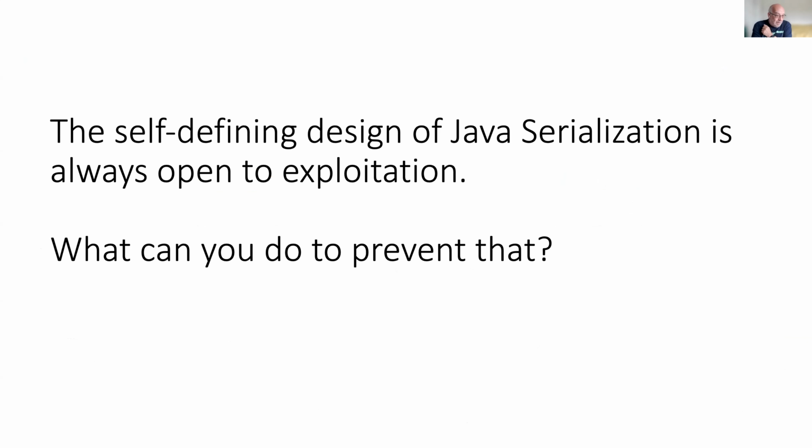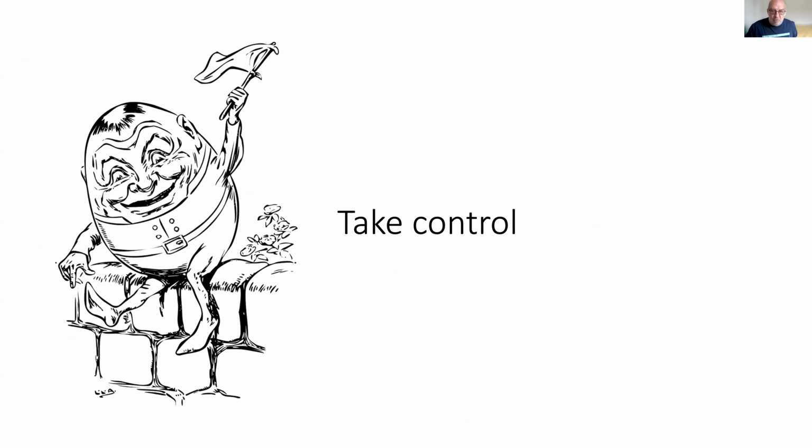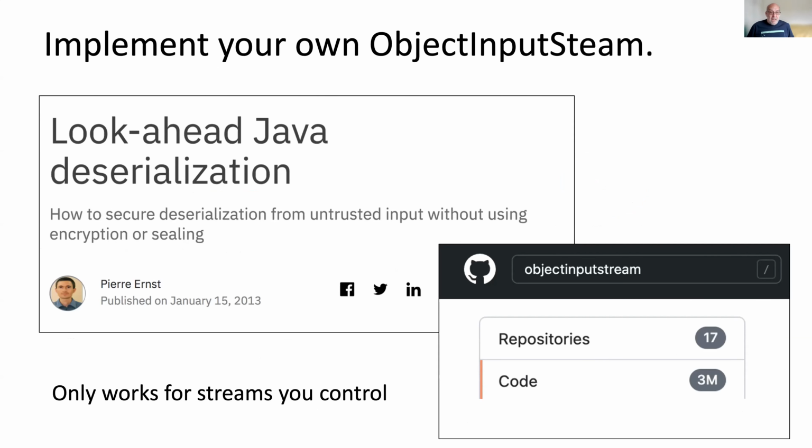So that's the bad news. What can we do to defend ourselves against this? What can you do to prevent it? Well, there are some active things you can do. They're all under the idea of taking control. So the very first thing you can do is look at your own object input streams.